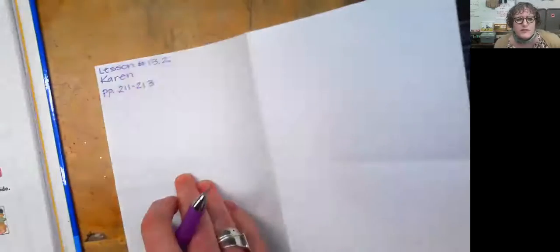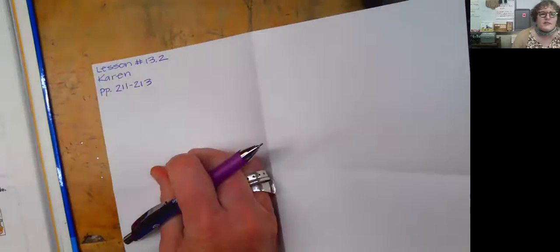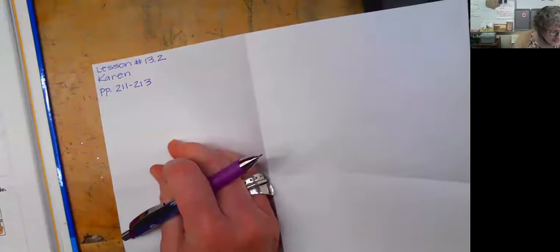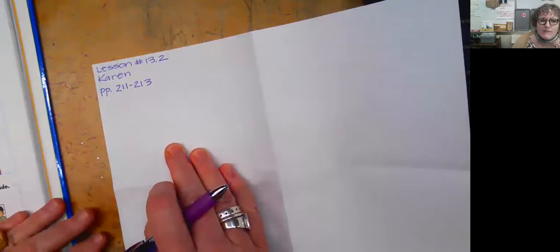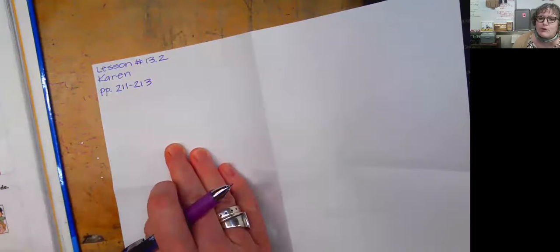So this is lesson number 13.2. I forgot to put my name. My name is Karen, and I'm doing pages 211 to 213. Okay. Wow, that autofocus was auto unfocus. There we go. Okay. So we're going to look today at both area and perimeter.